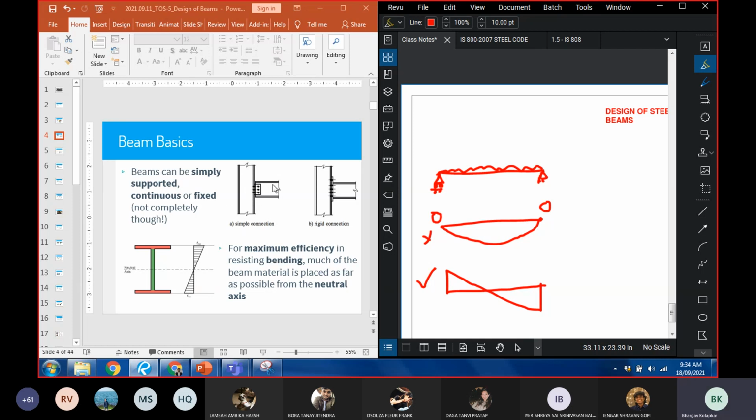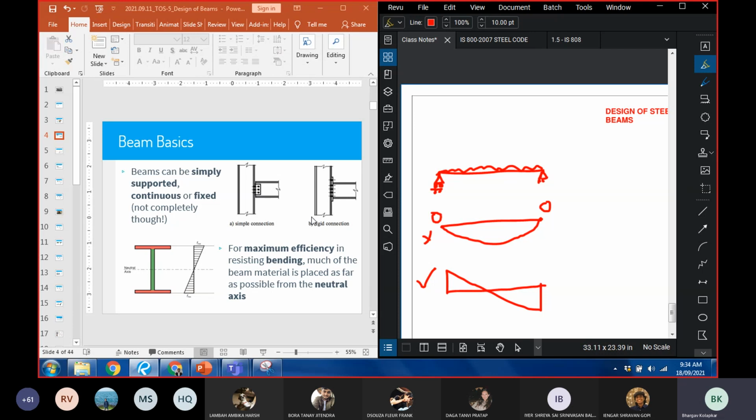You see, only the web of the I section is connected to the column. So this sort of section does not transfer any moment. The flanges carry the tensile and compressive stresses because of bending moment, but since they're not connected, they do not transfer to the support. So this is a simple connection.